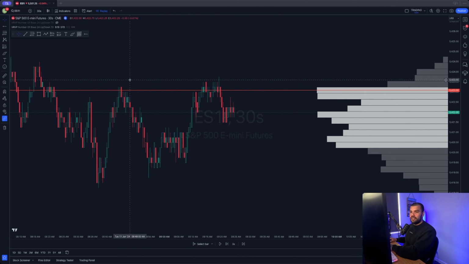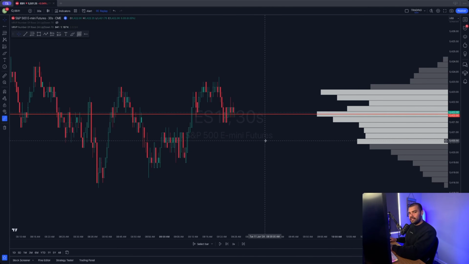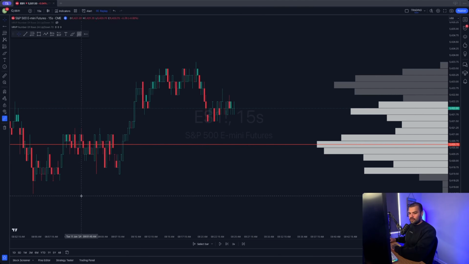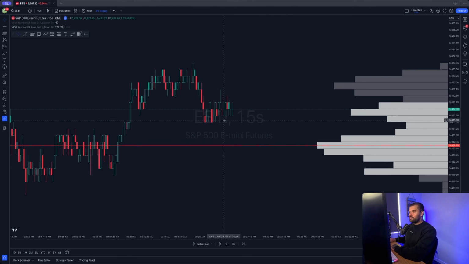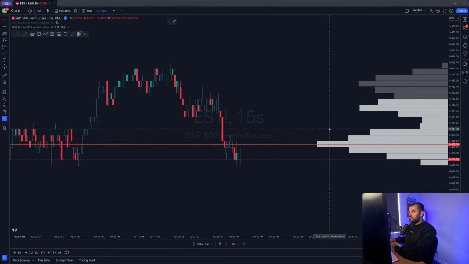Then I like to have my chart. I trade the 30-second or the 15-second charts, depending on how volatile the market is. Zooming in to the point where we can see roughly the last 30 minutes of price action, keeping very zoomed in. And then I'm trading from those high volume nodes, using the DOM and cumulative delta to inform my trades, whether long or short is more favorable.